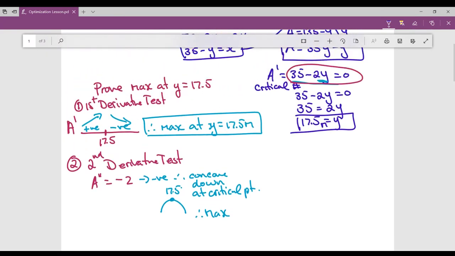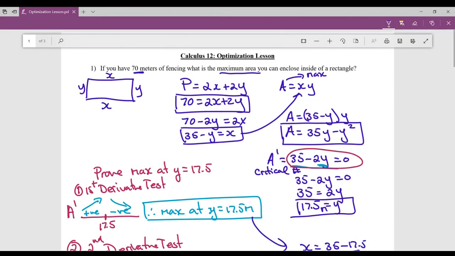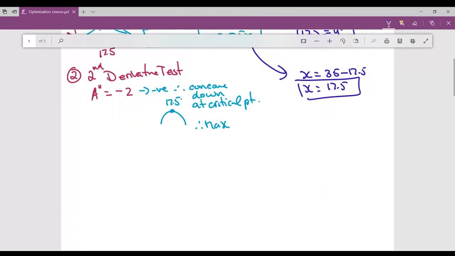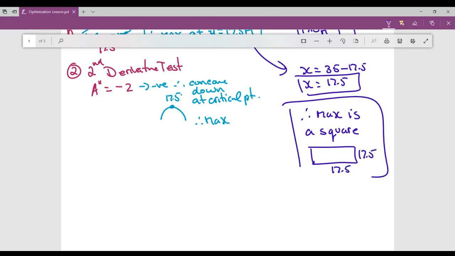And I don't think I solved for this one up here. Well, we have a max at y is equal to 17.5. x will just be 35 minus 17.5, which again is 17.5. So actually, it's just a square. Max area will be a square. That's a rectangle, but whatever. That is your answer. Sorry about that.